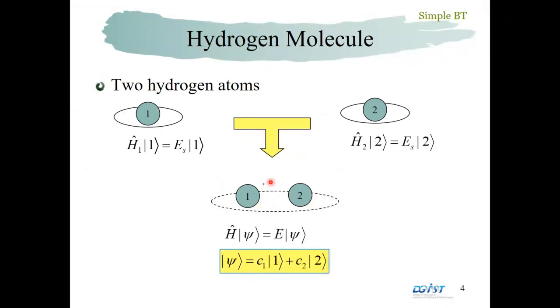So for this state, let's say the new Hamiltonian is H and the new wave function is psi. We already learned that the wave functions of the hydrogen atom form a complete set. That means this new wave function can be described by a linear combination of those two original wave functions. So the remaining problem is finding the coefficients. If C1 is 1 and C2 is 0, this new wave function is just the wave function 1. In another case, if C1 is, let's say, 0.9 and C2 is 0.1, then the wave function is mainly similar to wave function 1, but it also includes some characteristic of the second wave function.